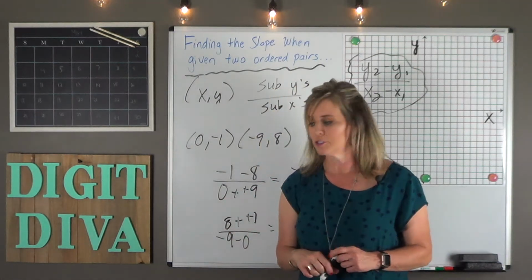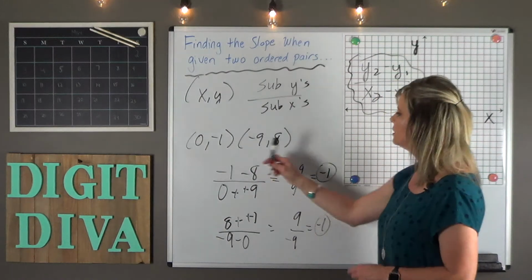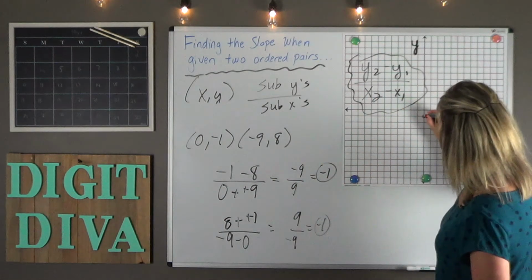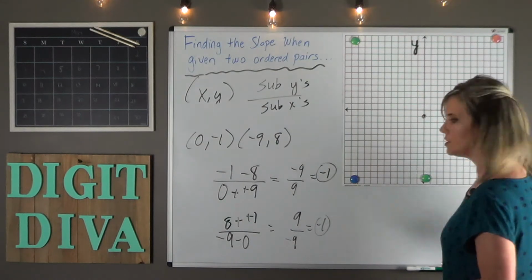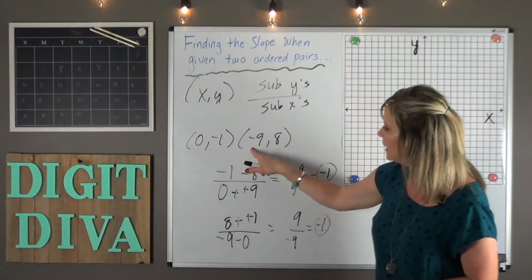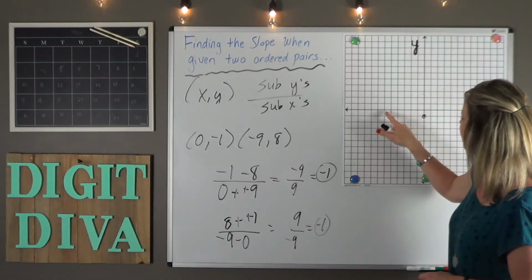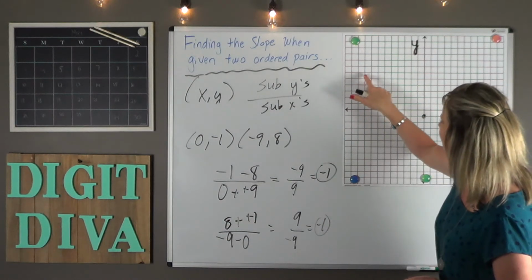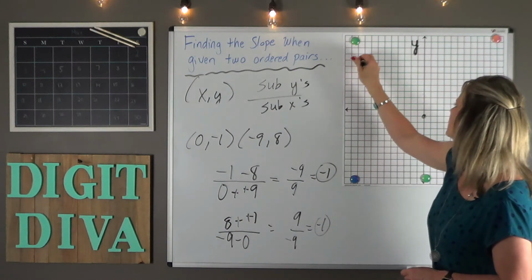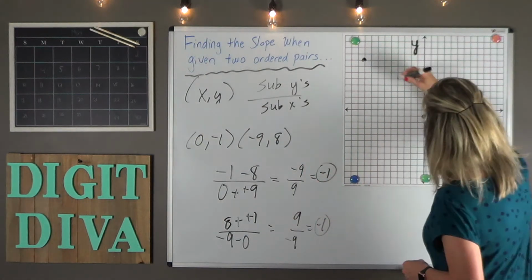All you have to do is simply plot those points. Plot your ordered pairs. 0 and -1, that would be there. Then -9 and 8. 1, 2, 3, 4, 5, 6, 7, 8, 9, and then up 8. 1, 2, 3, 4, 5, 6, 7, 8. So what you can do is plot your ordered pairs, and then you can count.